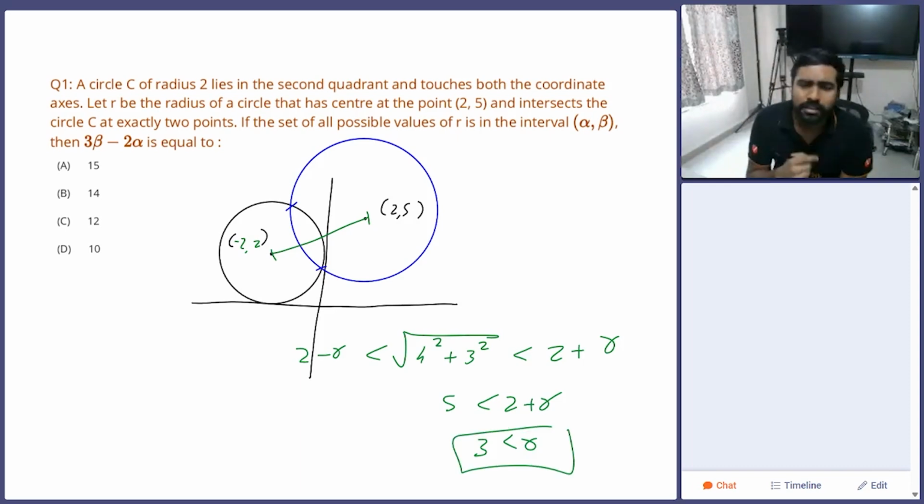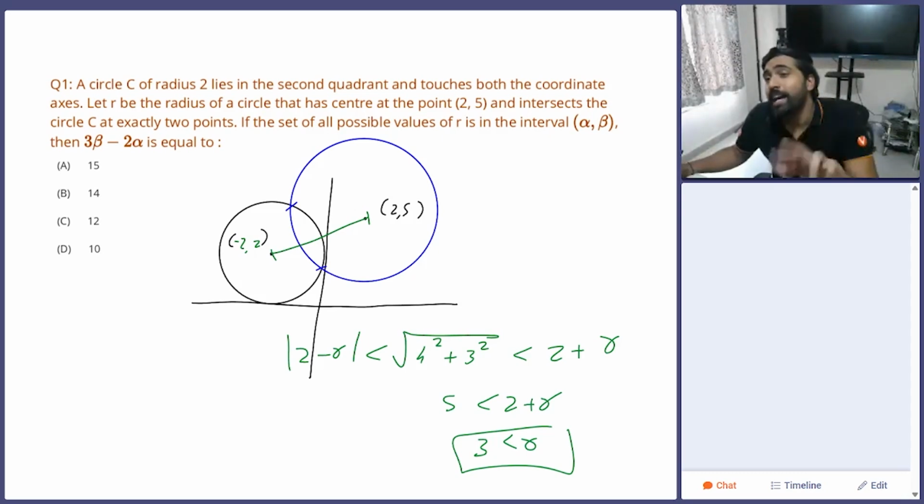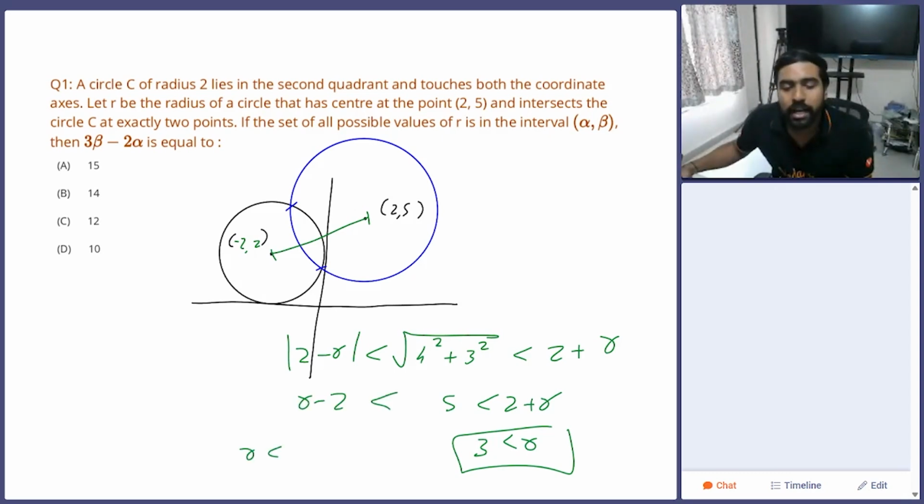And along with that, now there's a mod over here, |2 minus r|. Assuming that this r value is greater than 3, I can directly say that it is definitely r minus 2 format. So I will get the second condition that r minus 2 is less than 5, which means r should be less than 5 plus 2, that is 7.